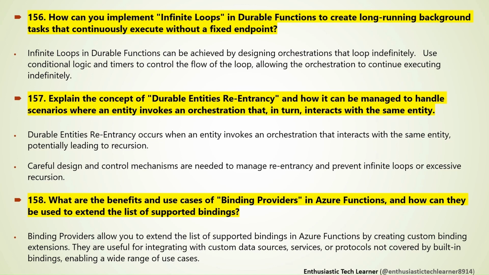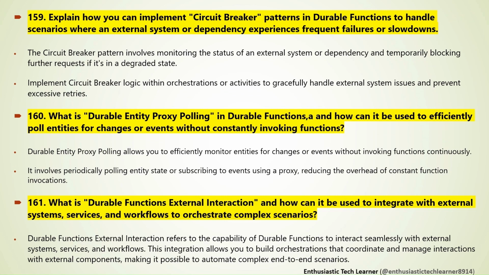Explain how you can implement circuit breaker patterns in durable functions to handle scenarios where an external system or dependency experiences frequent failures or slowdowns. The circuit breaker pattern involves monitoring the status of an external system or dependency and temporarily blocking further requests if it's in a degraded state. Implement circuit breaker logic within orchestrations or activities to gracefully handle external system issues and prevent excessive retries.